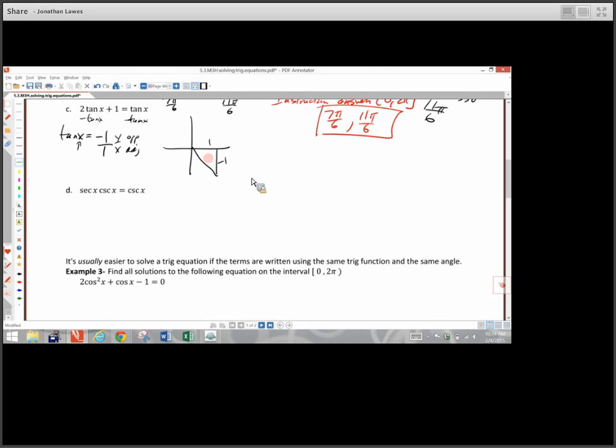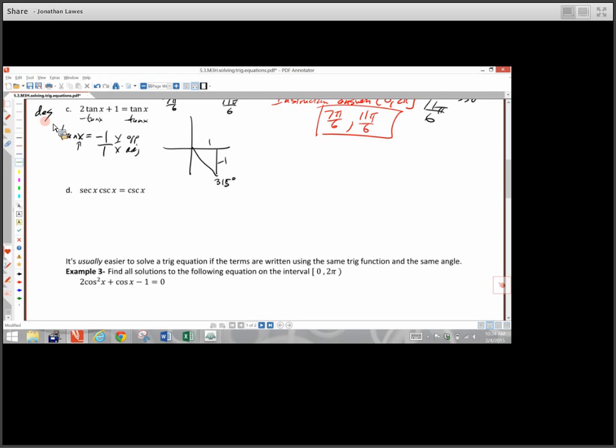Is 45 degrees the answer to the question? No, it's not. Because we would have to reference that from 360 degrees. This would be 315 degrees. We'll go ahead and answer this one in degrees. Everybody good there? Okay.